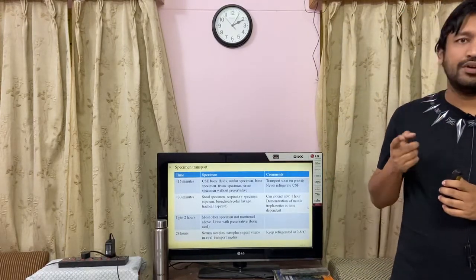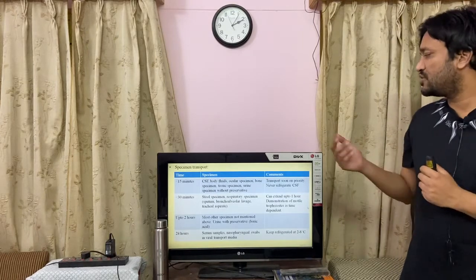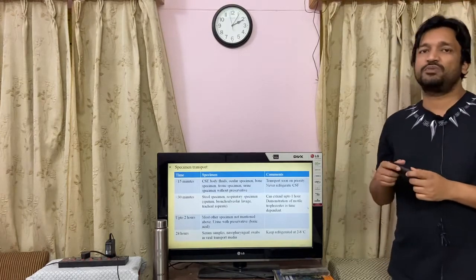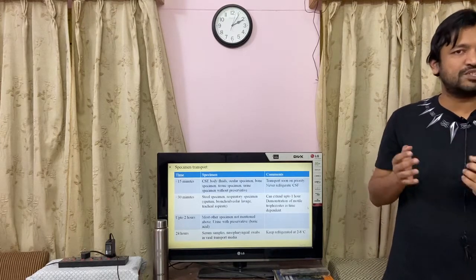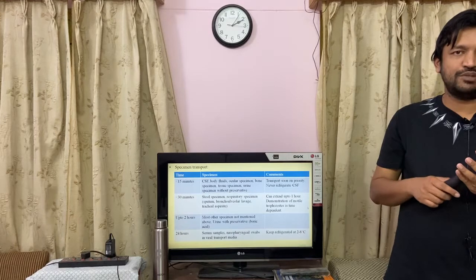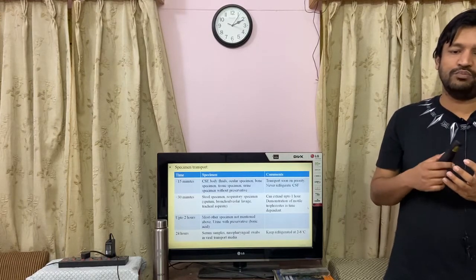Specimen transport. The transportation of the specimen should ideally be done as early as possible. But most of the specimen for microbiology culture and sensitivity can be conveniently sent to the laboratory within 2 hours. But there are certain exceptions. If you are sending any CSF specimen, body fluid, ocular specimen, bone specimen, tissue specimen, or a urine specimen without preservative, you should send the specimen preferably within 15 minutes.